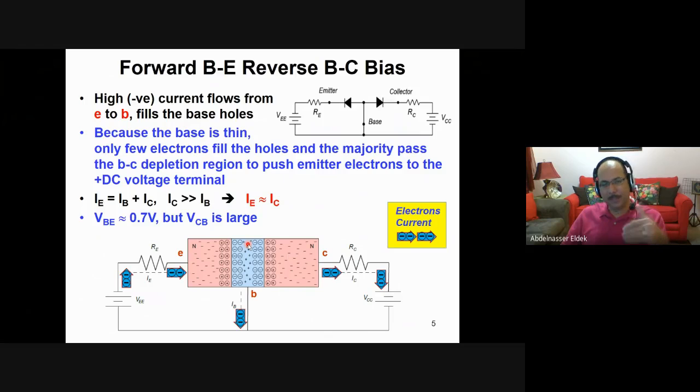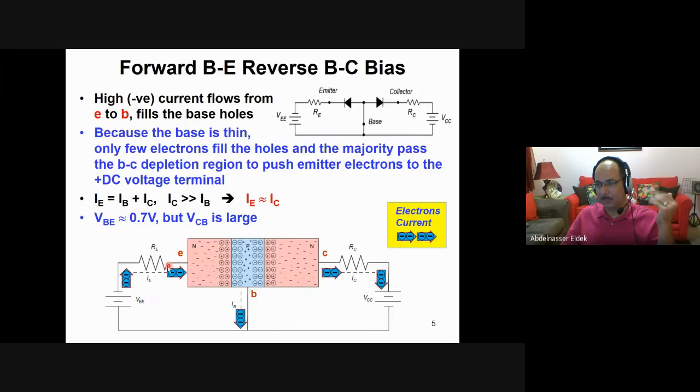But what happens at the base, because it is very thin, is that these electrons can pass the base and go to the collector. The electrons move to the base to fill the holes, but because the collector is heavily doped and the base is very thin, the electrons will continue to the collector. So they will create the current here, and this current IB is very small. So actually you can say that this current is almost the same.